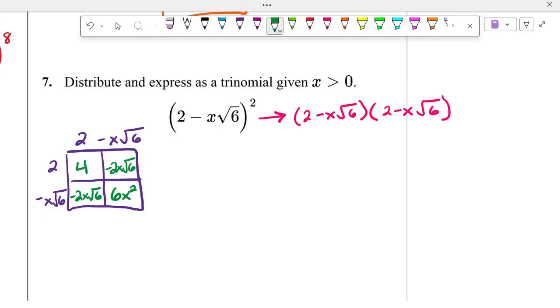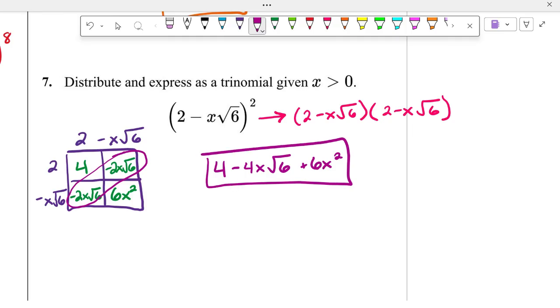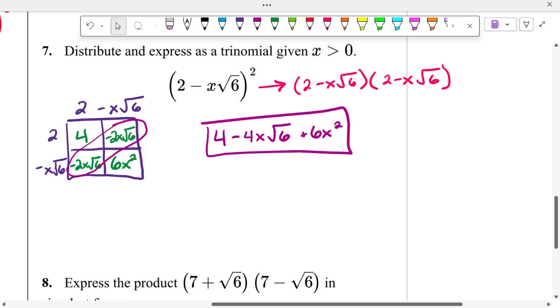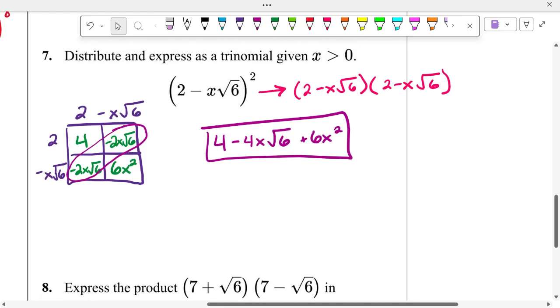Then I just pull it out, combine like terms. So my only like terms are right here. This would be 4 minus 2x plus negative 2x minus 2x is still negative 4x square root 6 plus 6x squared. And that's it. There's no extra simplifying. There's no factoring. They just want us to multiply it. Any questions on that one?